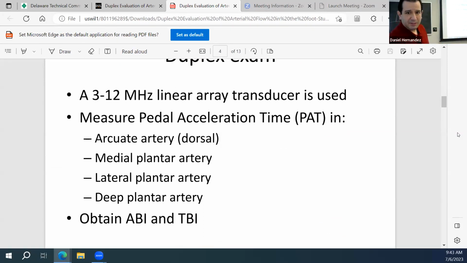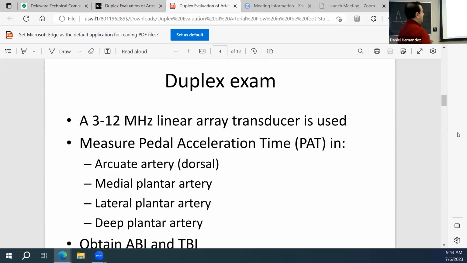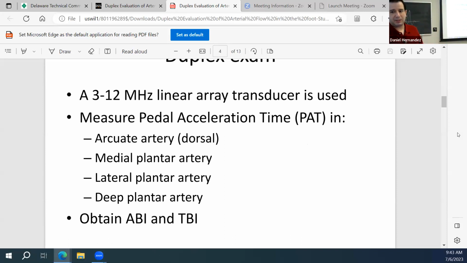So the actual exam itself, we're typically going to use, since these vessels are very close to the surface, a very high frequency transducer. So oftentimes we utilize the hockey stick, and we're going to be measuring our pedal acceleration times in these various arteries. So we're going to do the arcuate artery on the dorsal side of the foot, the medial plantar artery, the lateral plantar artery, and the deep plantar artery.